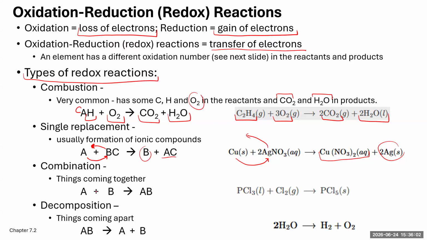All right, combination, things coming together. Typically, not all the time, but you have two things, you combine it into one thing, it is now a combination reaction. Now, things coming apart, AB separating to A and B. It's here, separating into hydrogen and oxygen. That's called a decomposition reaction. So four different types of redox reactions. All right, let's figure out how to do redox reactions and check out oxidation numbers.